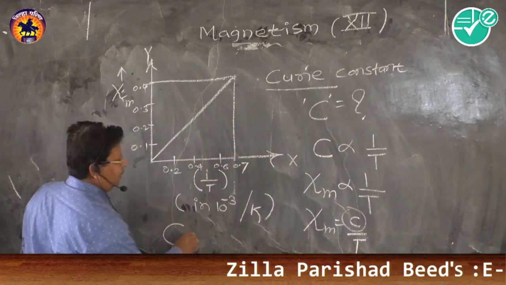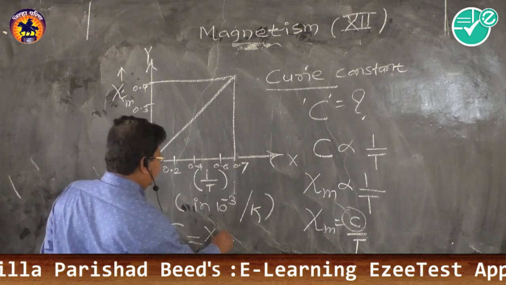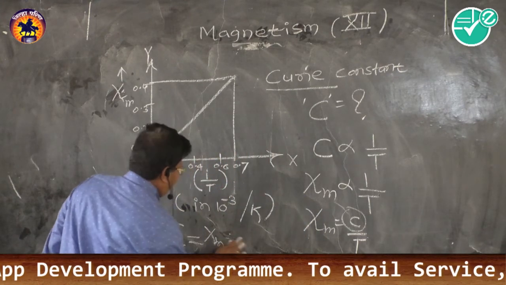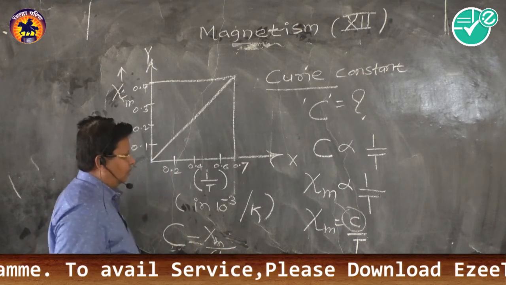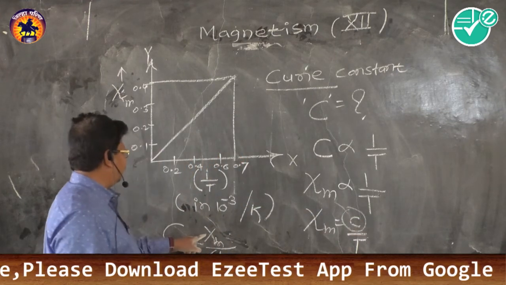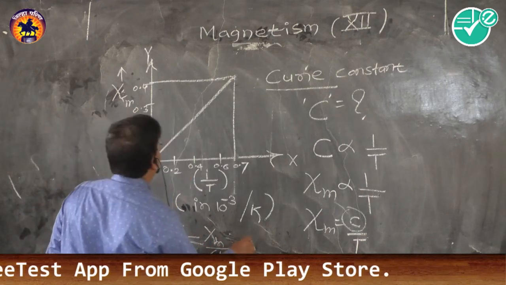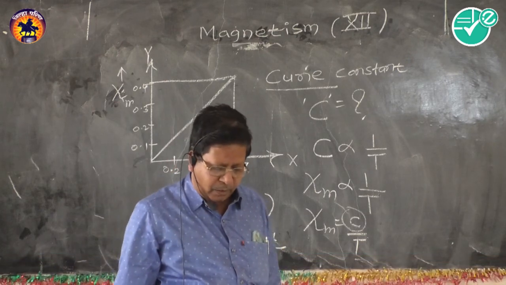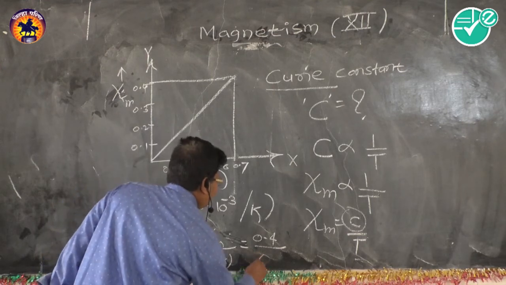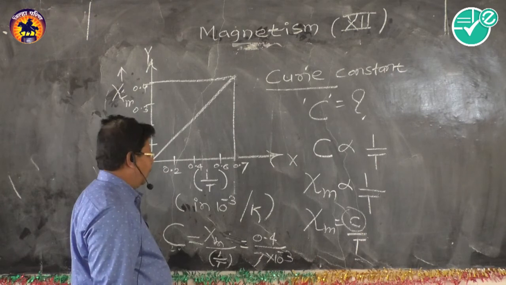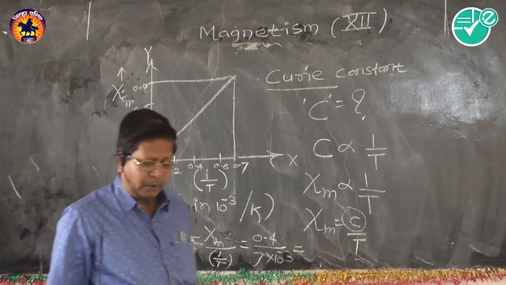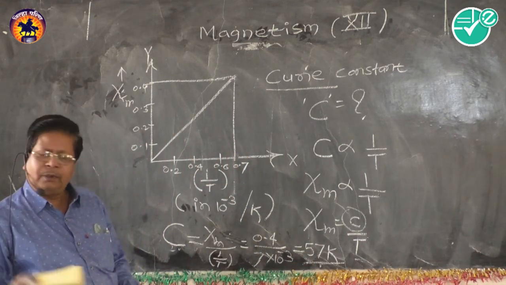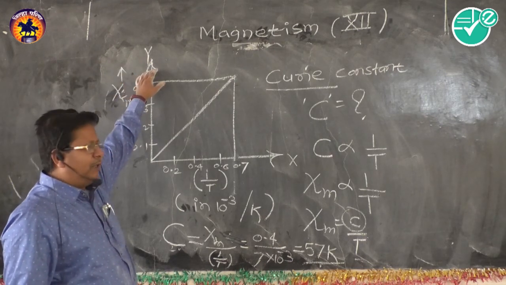So Km is equal to C into 1 by T. Therefore, C is equal to Km divided by 1 by T. The value of Km is given on the graph, which is 0.4. The value of 1 by T is given, which is 7 into 10 to the power minus 3. So the value of this Curie constant is 57 Kelvin. So from this graph, the Curie constant is 57 K.